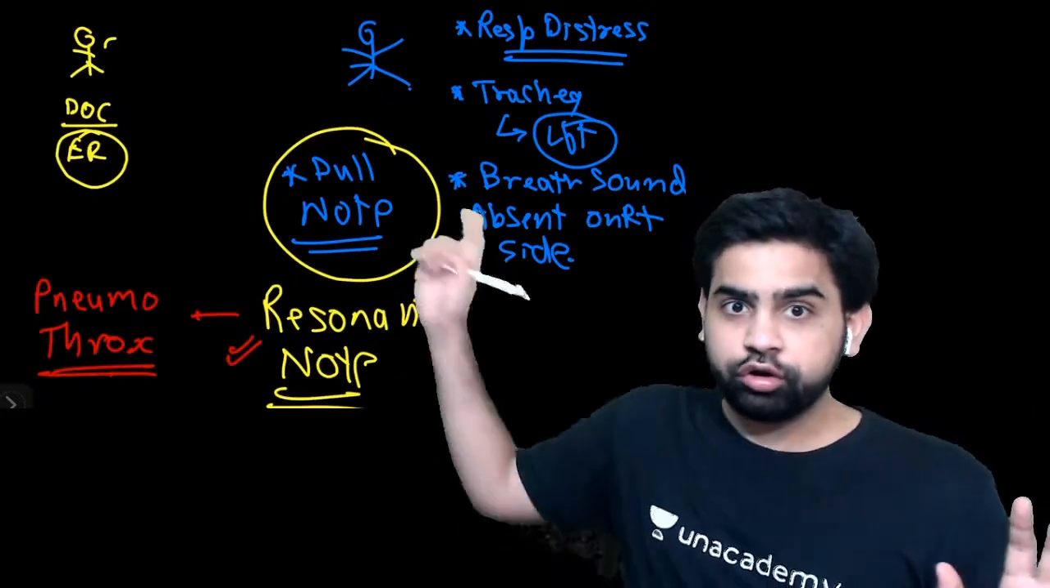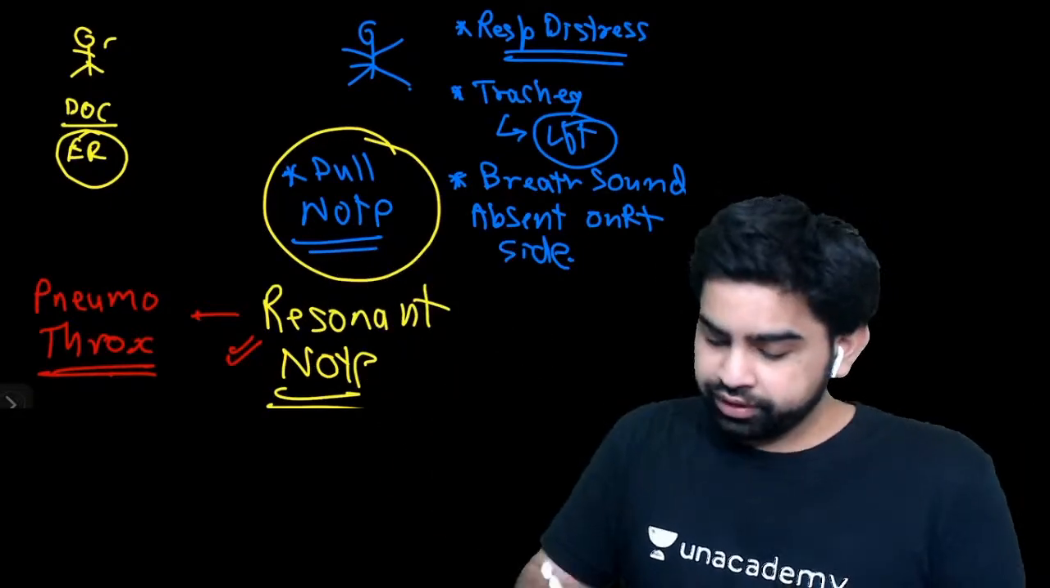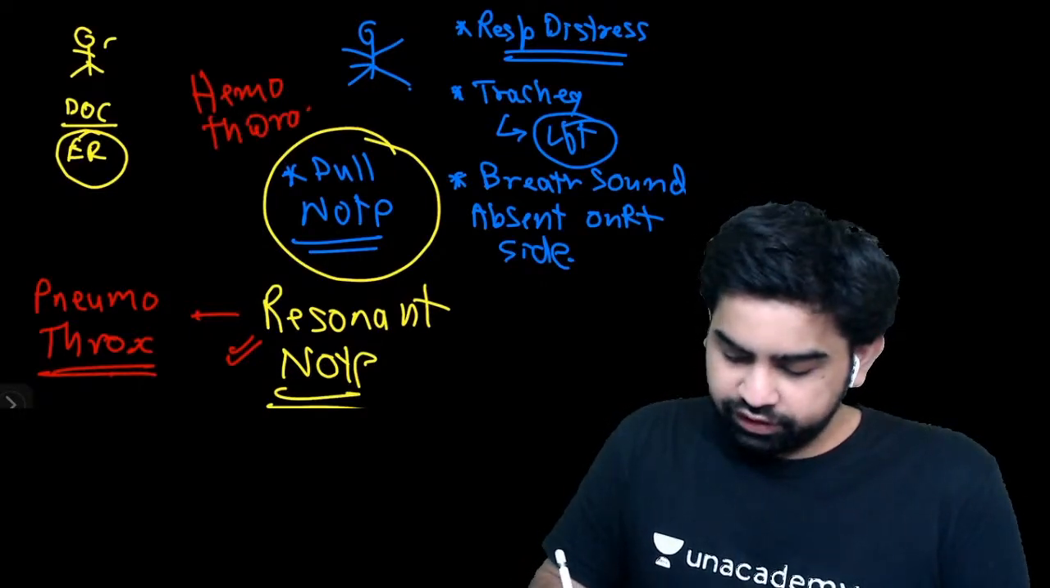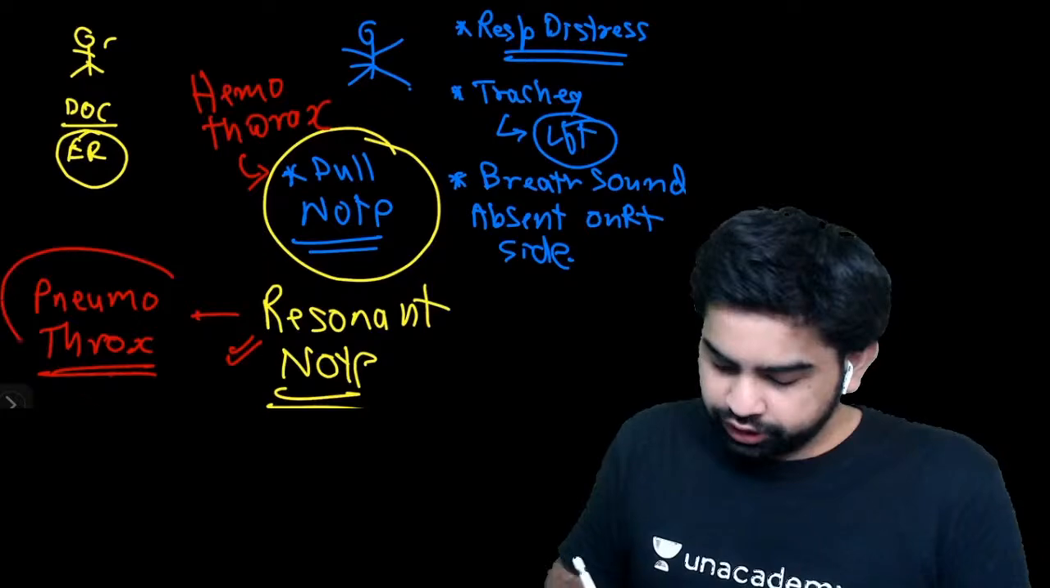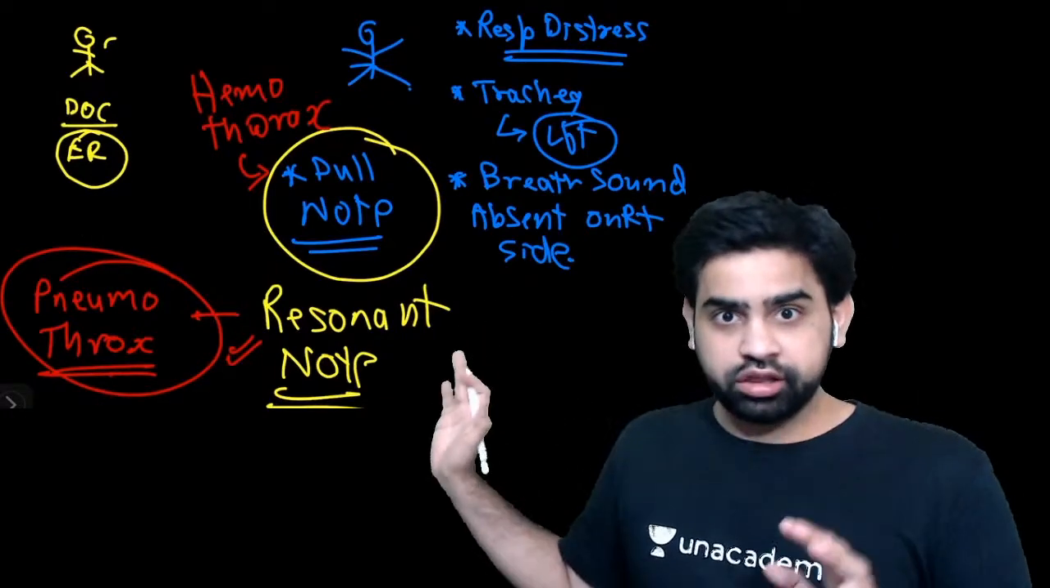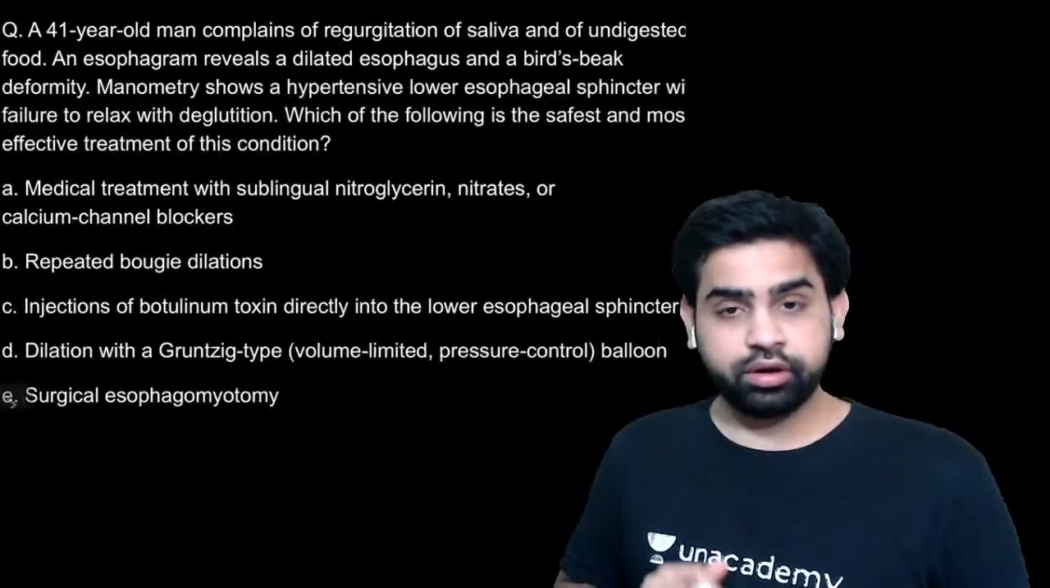So this is a contrast. If you get a dull note, the answer is hemothorax. And if you get a resonant note, the answer becomes a pneumothorax. Everybody got this, right? Okay. This is an important thing which you need to understand. Now, let us move on and talk about the next question.